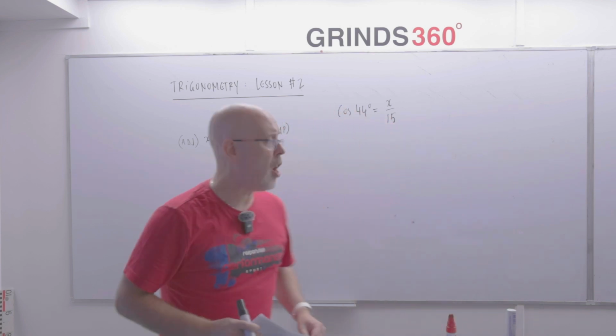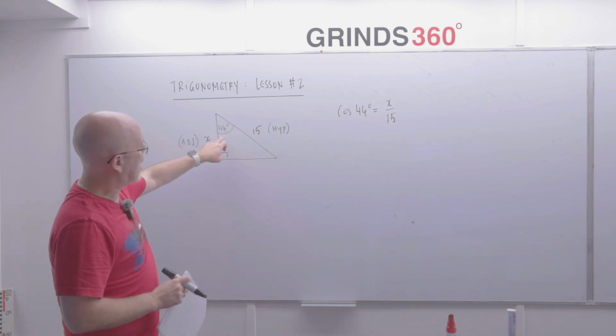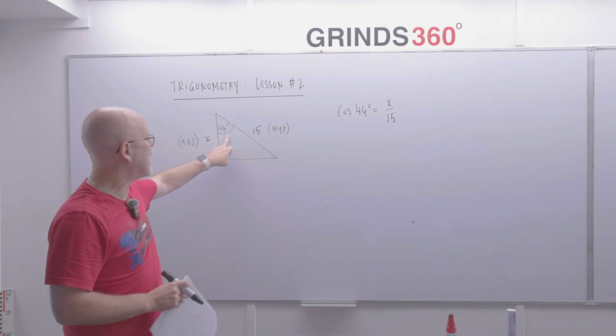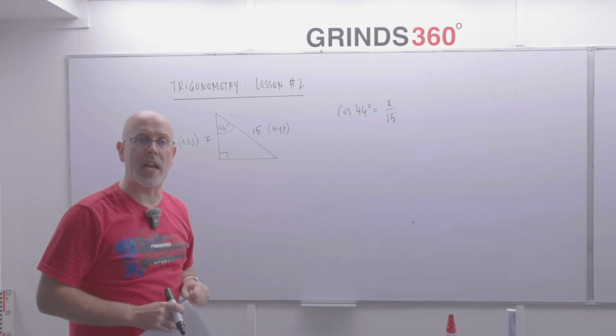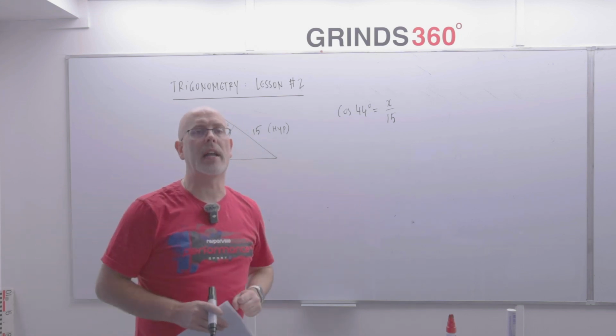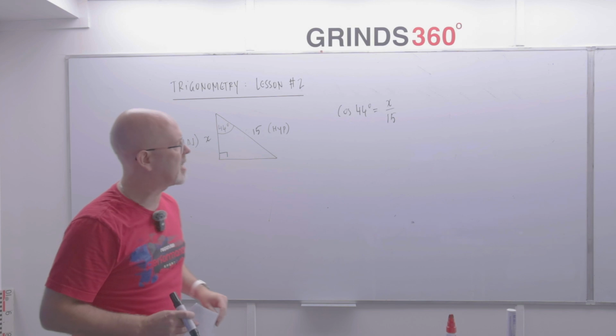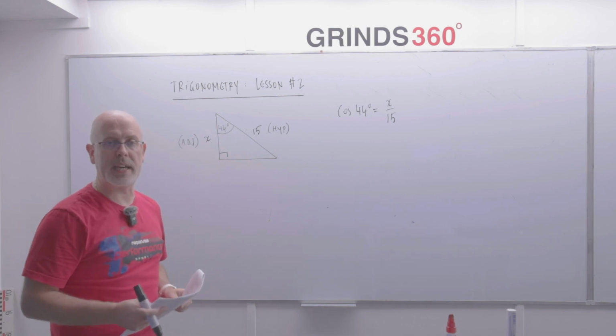Because I know that no matter how big or small the triangle, if you've got a triangle with a 44-degree angle in here, the ratio between these 2 sides will never change. No matter how big or small the triangle gets, the ratio between those 2 sides will always give the very same answer, and your calculator knows what that answer is.